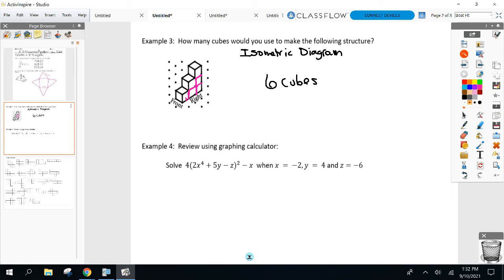This next example has nothing to do with nets, but I wanted to fit it in because today's a short day as far as notes, and I wanted to show you how handy your calculator could be. Right? You've all done these before. Take this expression, plug in these numbers for the variable, and tell me what it ends up equaling. Right? We've all done those.